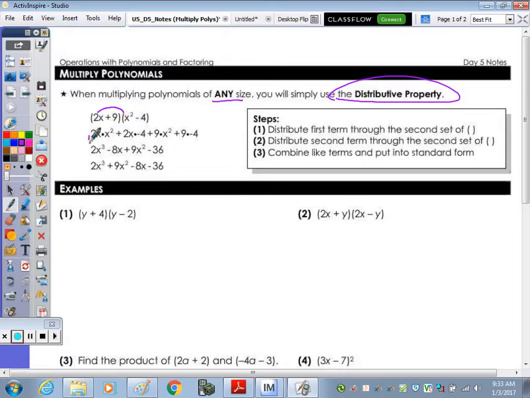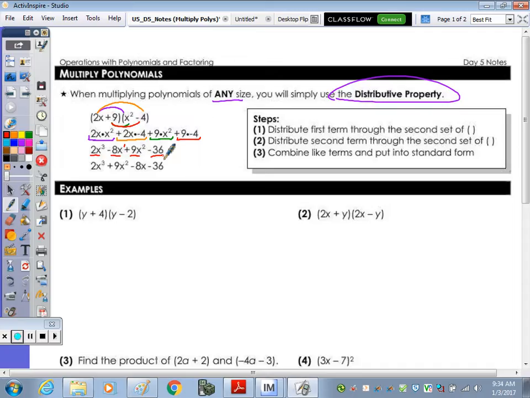There's that product. And then next, 2x times negative 4. So there's that product. So distribute the first member all the way through. And then distribute the next member, so distribute the 9 all the way through. 9 times x squared is here. And then 9 times negative 4 last. Once you multiply, you have to look at the expression that's there to see if you can combine any like terms. So in this expression here, we have an x cubed term, x to the first, x squared, and no x. No like terms simply just means we write it in standard form, highest to lowest. Okay? Questions?